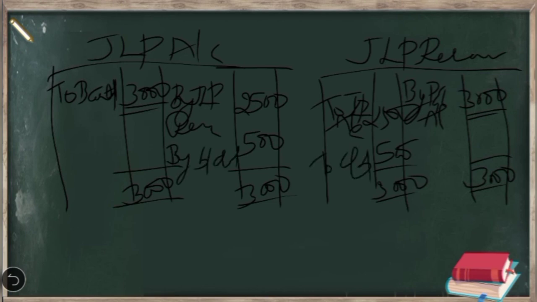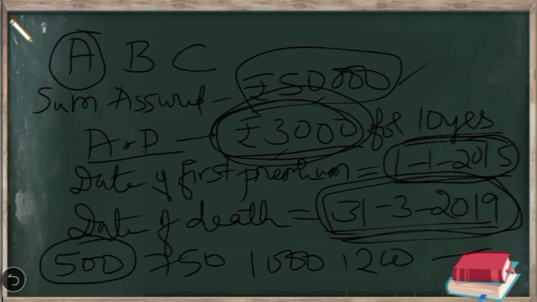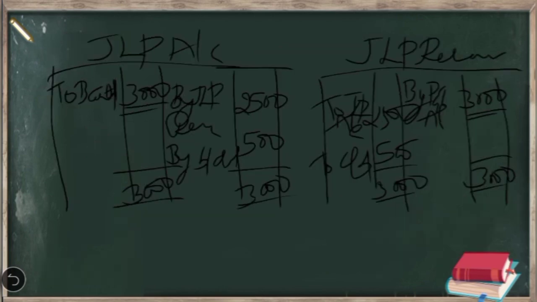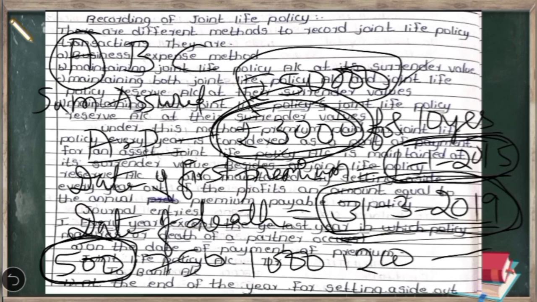So these are the surrender values at the end of first year. Okay, as we considered here, so this is the surrender value. That is why both the accounts are reduced to the extent of surrender value at the end of that particular year. So that is regarding the journal entries which we have to pass in the first set.